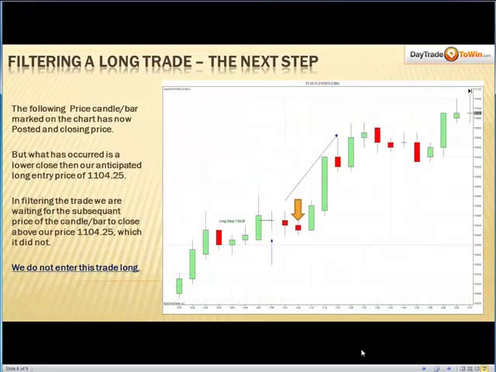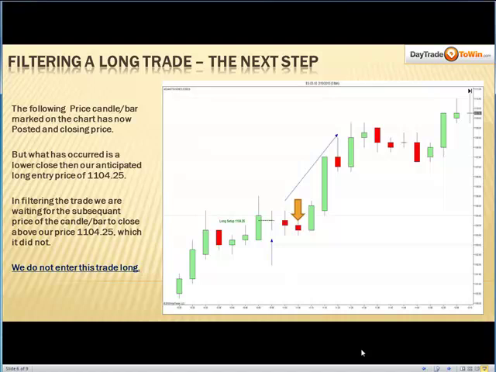So the next step, what do? Well, we're going to wait for the next bar. And the next bar, the price posted a close below 1104 quarter. So in actuality, we're not entering long this market. Okay? The next bar posted a close lower than 1104 quarter, so we don't do anything.